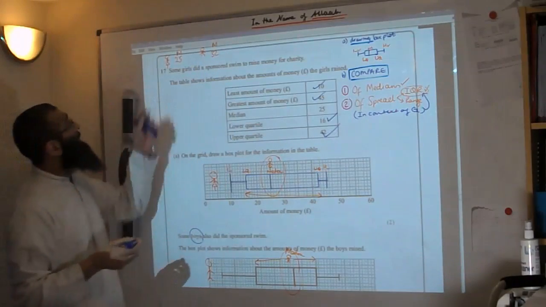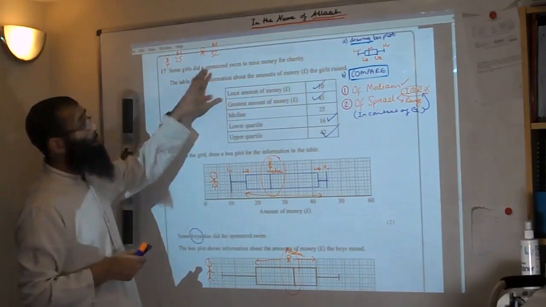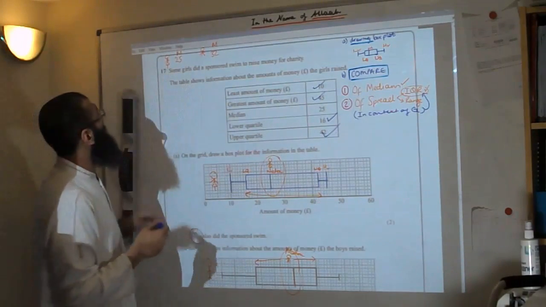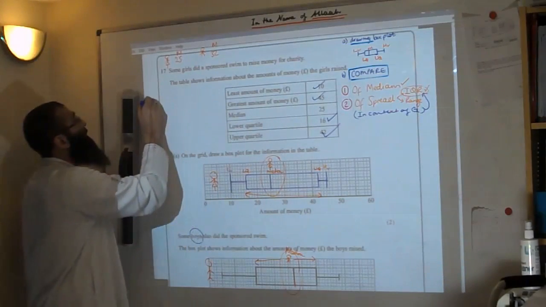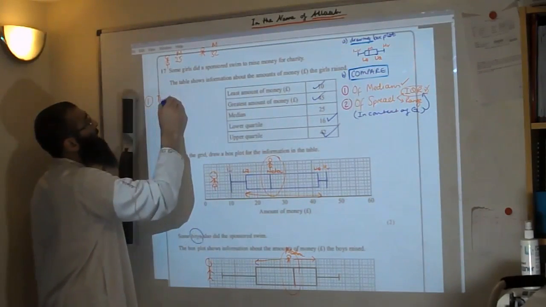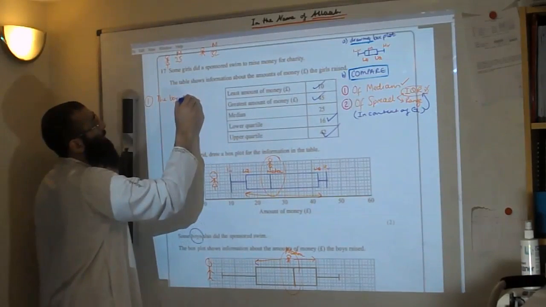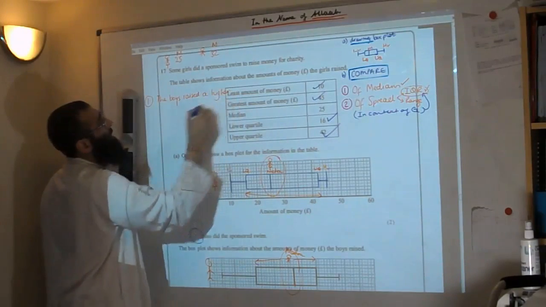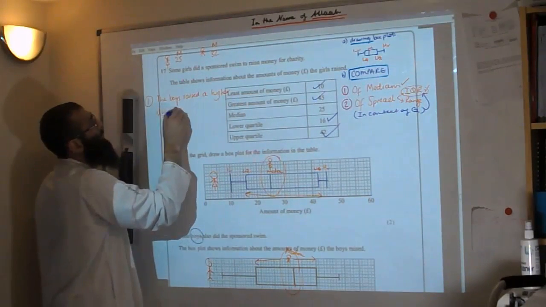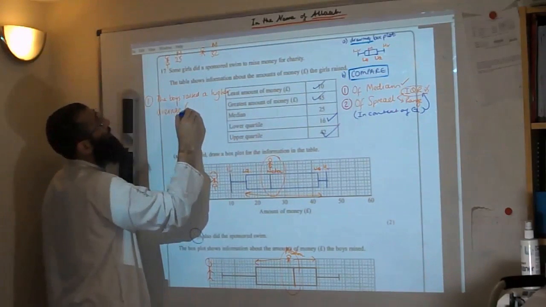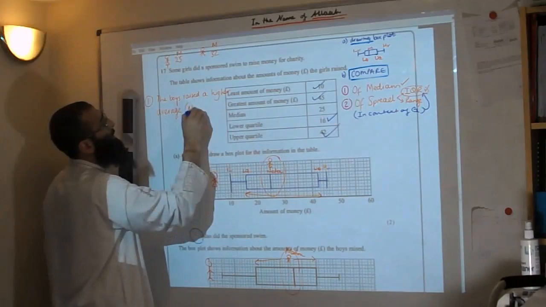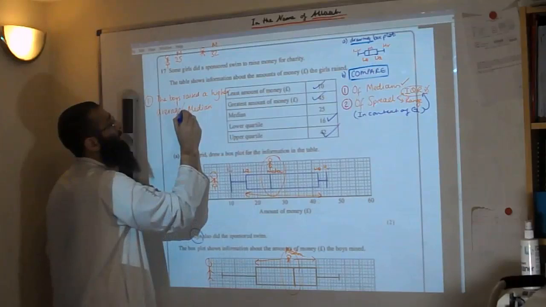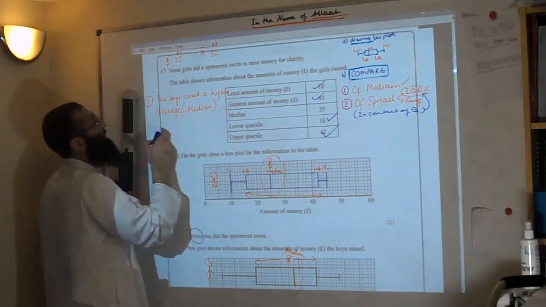Okay, so we need to make a comment now on that median. So we can say that the boys raised a higher median amount of money, a higher average amount of money than the girls. So that could be our first comment. So point number one: the boys raised a higher average, and in brackets we're going to write down what we're talking about. The average here we're talking about the median, i.e. median.